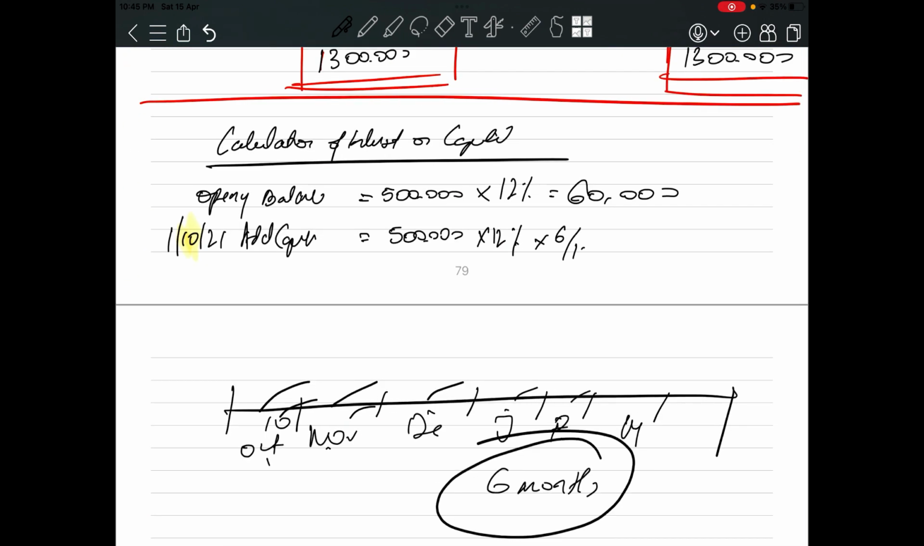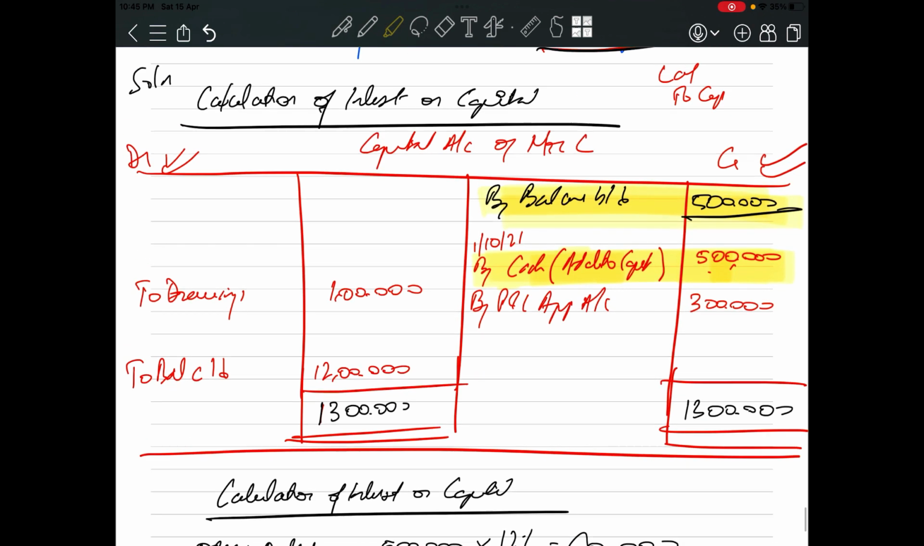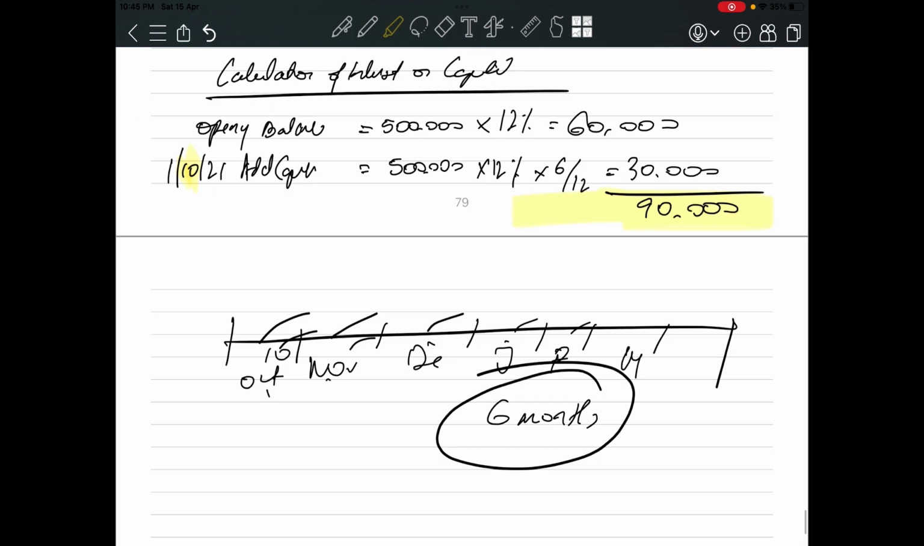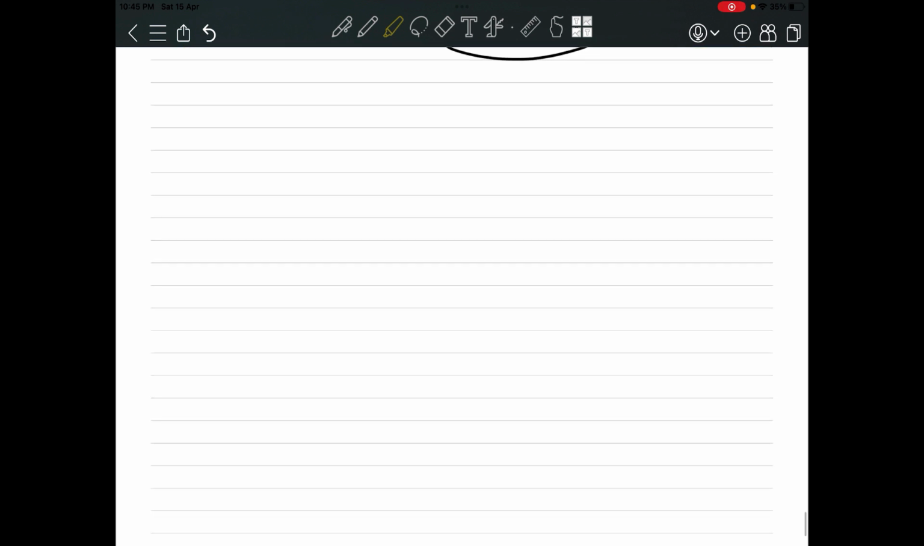Okay, so basically the firm has used his money for 6 months during the year. So we will get how much? We will get 30,000. Okay, so what is the amount of interest on capital? 90,000. This is the final amount. This is the final answer. Okay, I hope this is clear. This is one way. So the alternate way, how will we calculate? Alternative way.